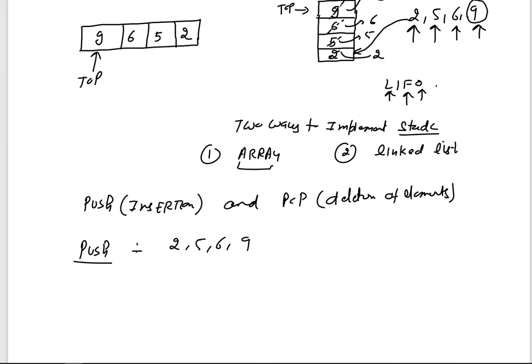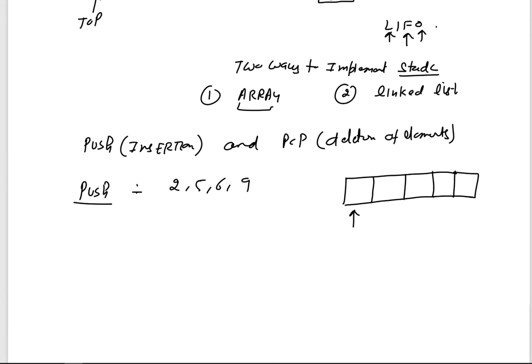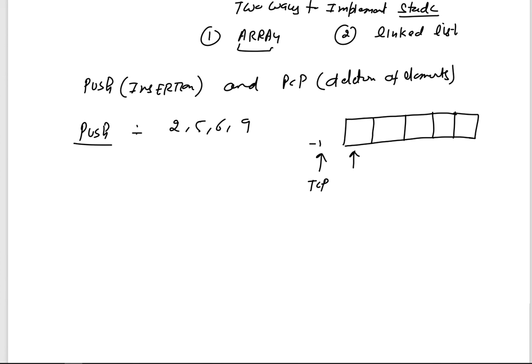As I draw this particular stack in horizontal position, initially this is the top position, and these are the subsequent positions. Initially we are going to initialize this top position as -1, and we are going to increase this top position by 1 and then insert the element.